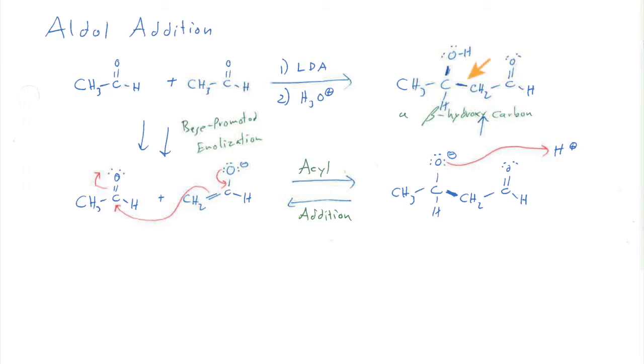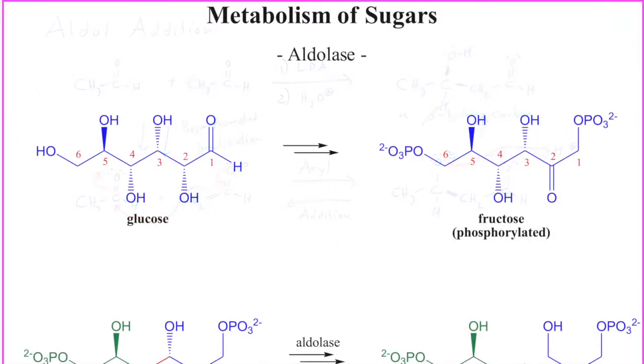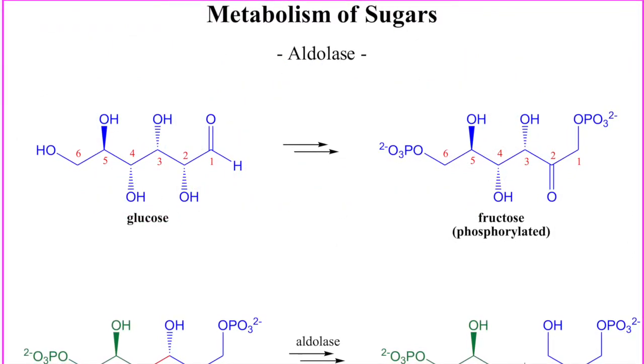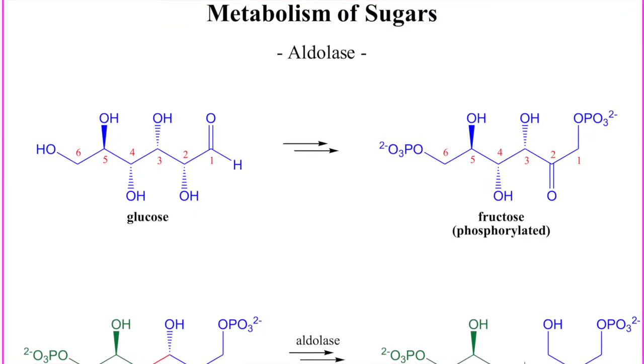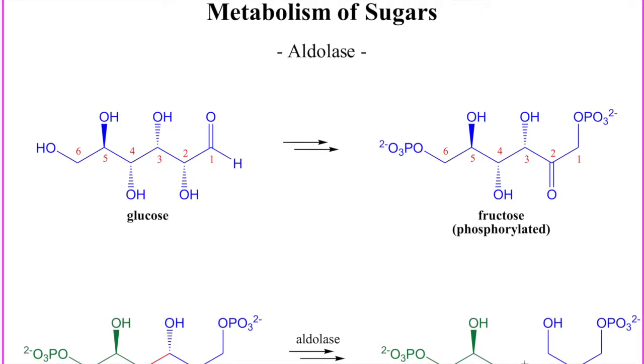The new bond that's formed in the product is between the alpha carbon and the beta carbon, which has that hydroxy group on it. Not only is this really important synthetically, it's also really important biologically. For example, let me show you this. Here I've got a simple sugar molecule, glucose.